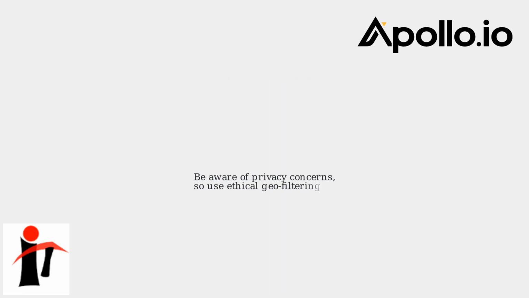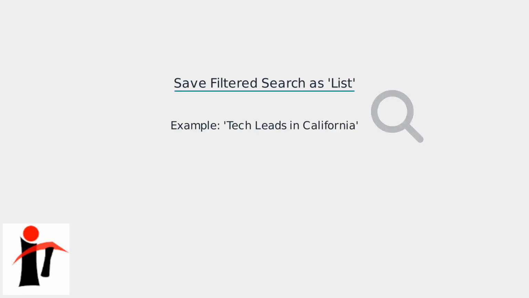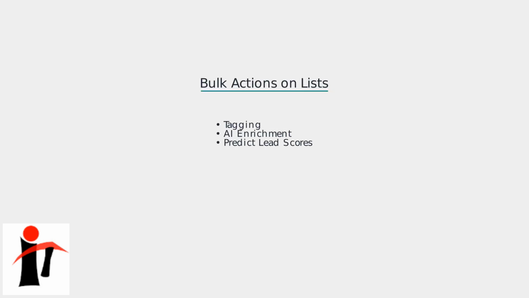Be aware of privacy concerns, so use ethical geofiltering. Once you've filtered your leads by location, save your search as a list for recurring access or segmentation. For example, you can create a list specifically for tech leads in California. Lists support bulk actions like tagging or enrichment with Apollo's AI, predicting lead scores based on location-specific behaviors.